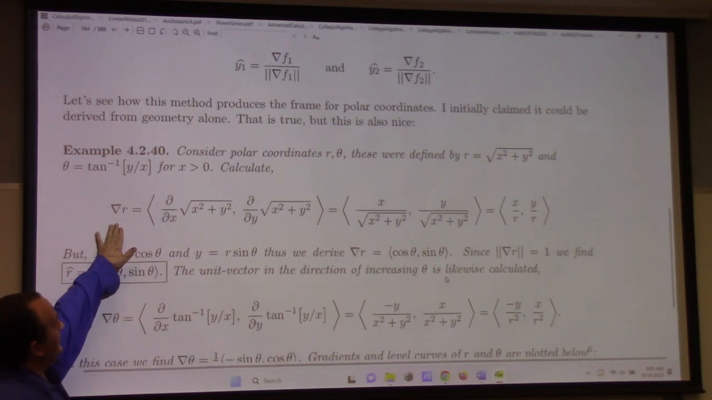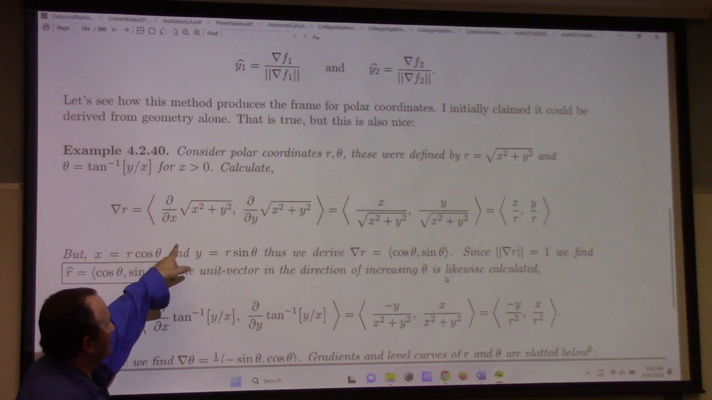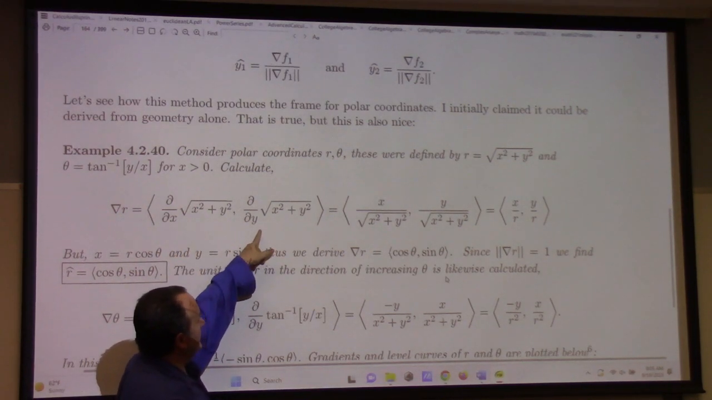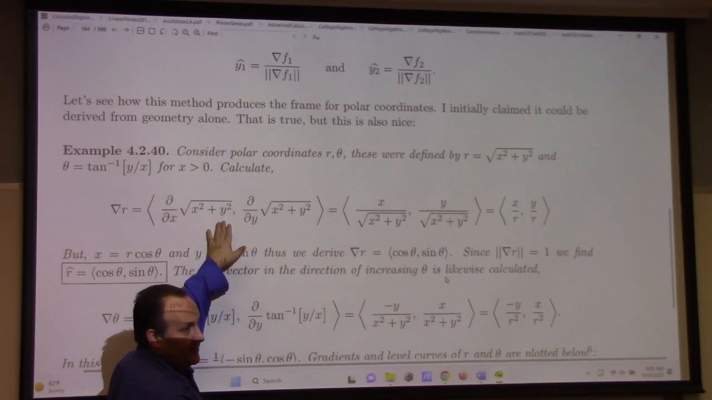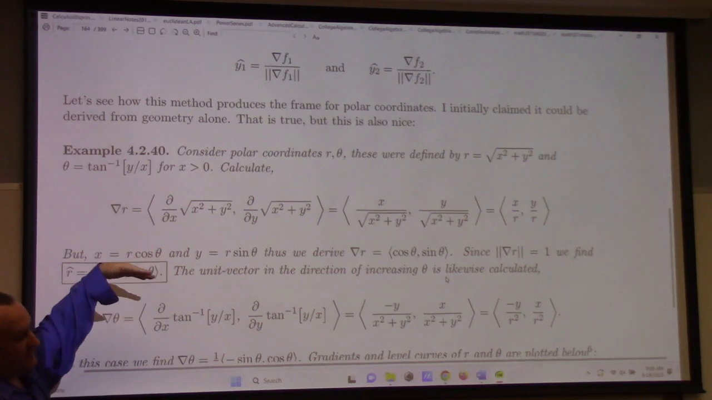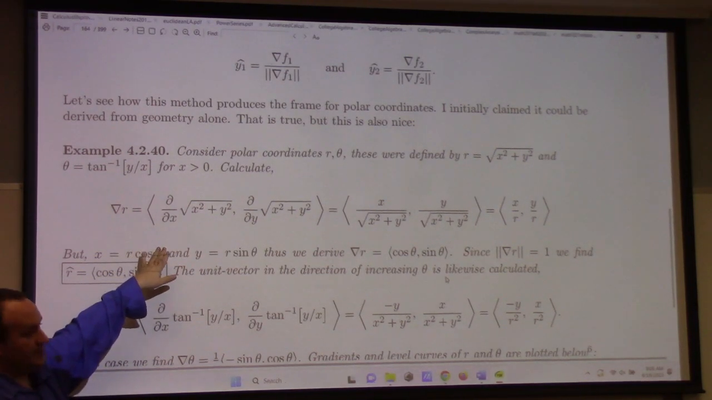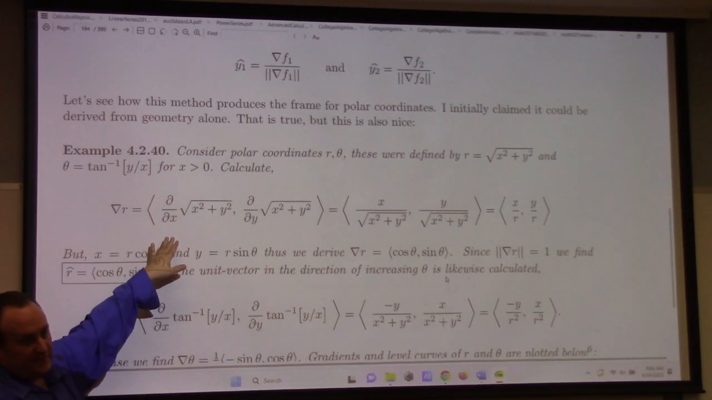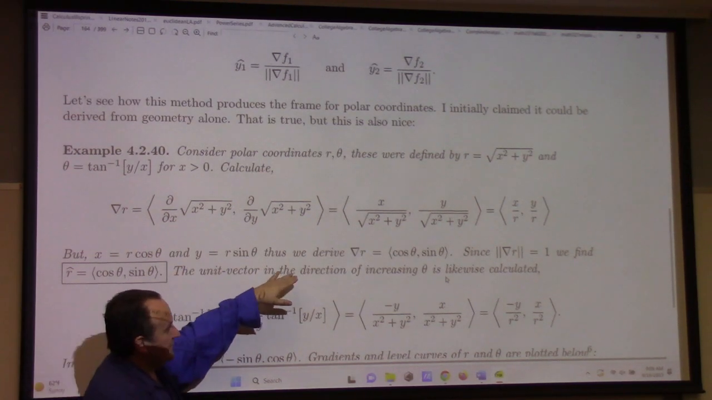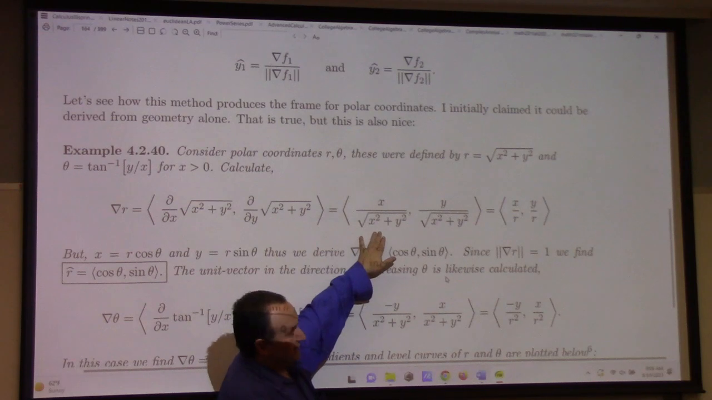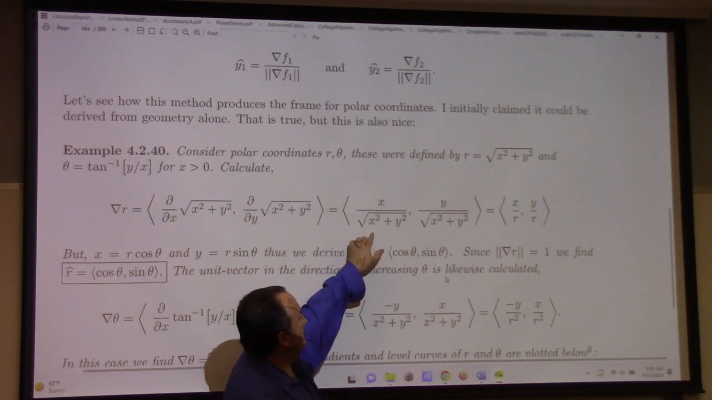Calculate the gradient of r, what happens? We've got the partial derivative of the square root of x squared plus y squared with respect to x, and with respect to y. How do these derivatives go? Well, we get 1 over twice the square root, times the chain rule, right? Times the derivative of the inside function. What happens there? Well, we get a 2x. That 2 divides the 2 from the differentiation of the square root. So we just get that. But what is that? Well, that's x over r.